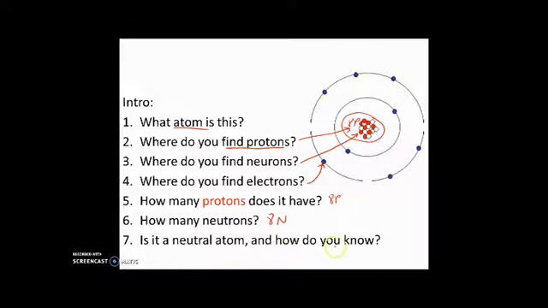Is this a neutral atom, and how do I know? Well, in order to know that, I know that the 8 protons each bring in a positive charge. So there's going to be 8 positives. And then I have to count the electrons, each bring in a negative charge. 1, 2, 3, 4, 5, 6, 7, 8. Also 8 negative charges from the electrons, so this would be a net charge of 0, and this would be a neutral atom.